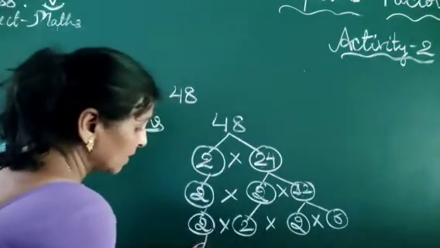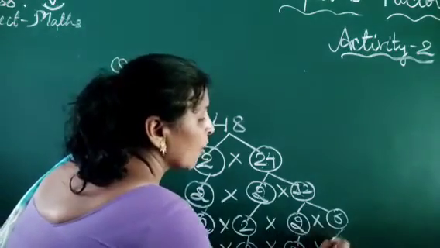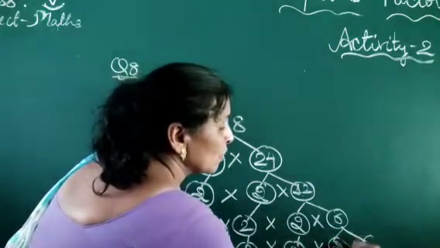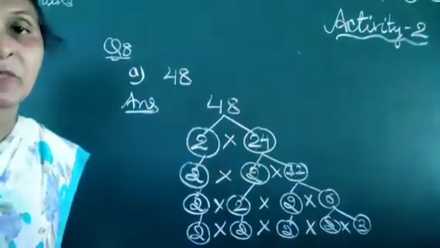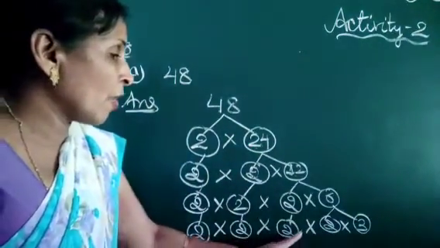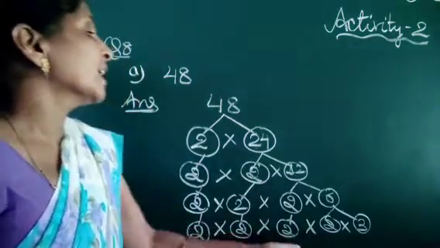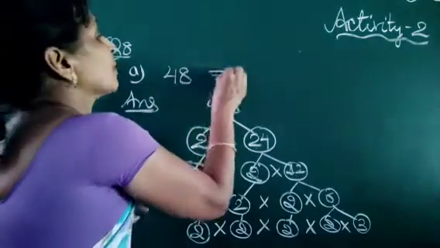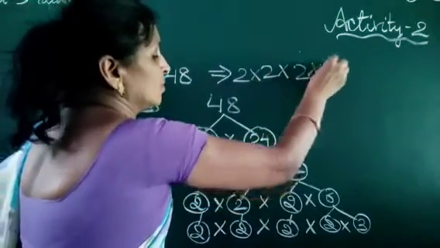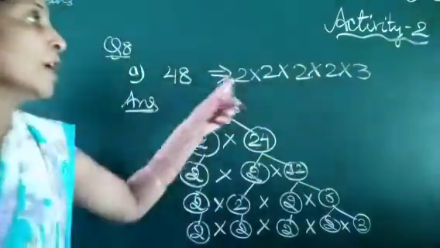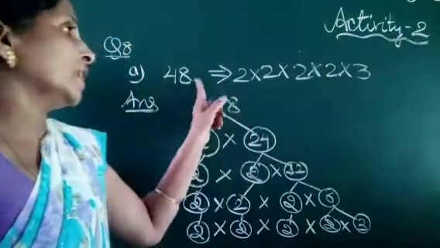Now again this 2 we write as it is. Now we break this, then 2 multiplied by 3, then it comes 6. These are all the prime numbers, and if we multiply all the numbers, then we get 48. So the prime factorization of 48 is 2 multiplied by 2 multiplied by 2 multiplied by 2 multiplied by 3. 2 2s are 4, 4 2s are 8, 8 2s are 16, 16 3s are 48.